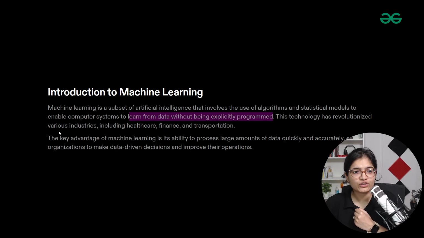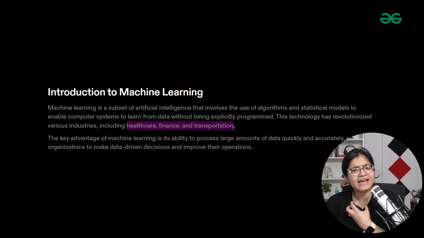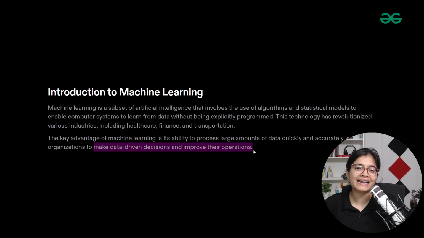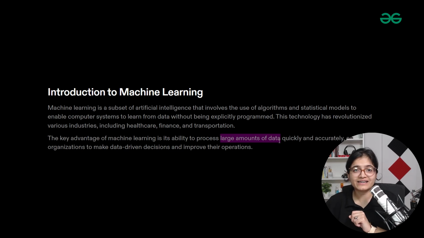This technology has revolutionized various industries. When we move ahead towards the applications of machine learning, I'll talk about how this technology helps in healthcare, finance, transportation, and many other domains. The key advantage of machine learning is its ability to process large amounts of data quickly and accurately, enabling organizations to make data-driven decisions and improve their operations. By saying that, there is a limit to this large amount of data. As I said, after some point of time, those machine learning algorithms also start failing, and that's where the importance of deep learning algorithms came into the picture.